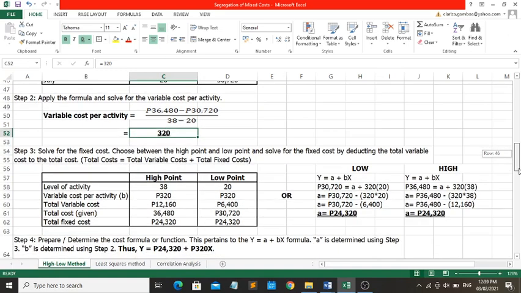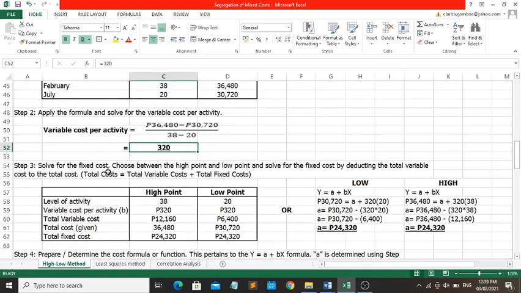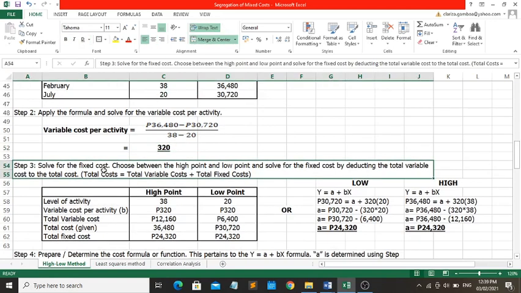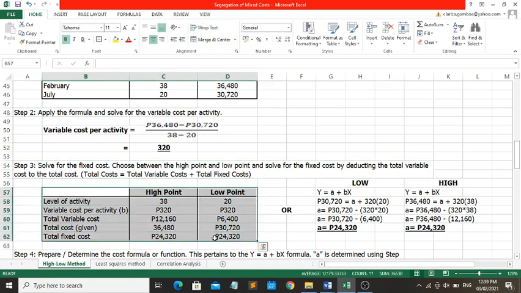So, anong gagawin natin ngayon? Since meron na tayong B, kailangan nating hanapin yung A, which is the total fixed cost. So, step 3, solve for the fixed cost. Choose between the high point and low point and solve for the fixed cost by deducting the total variable cost to the total cost. Okay? So, yan yung y equals A plus bx natin. So, based dun sa suggested solution, ito yung na-compute natin. The total fixed cost will be 24,320.